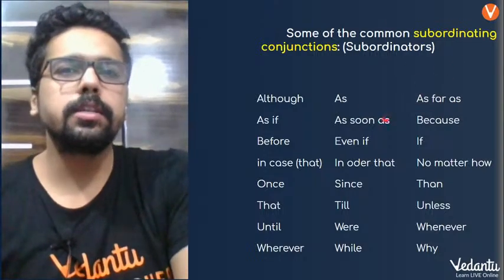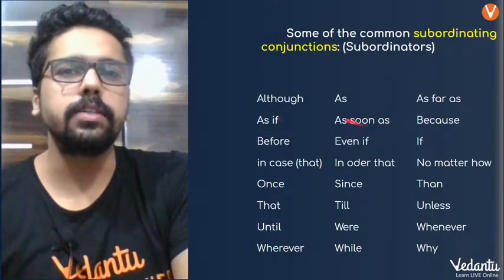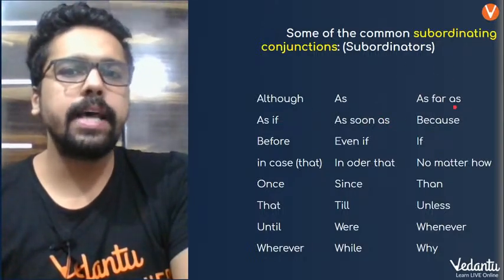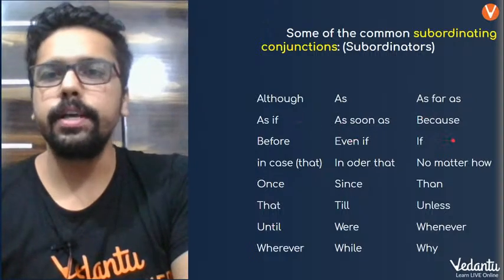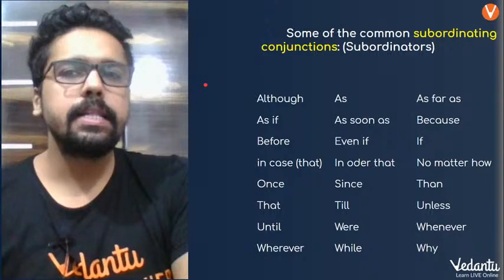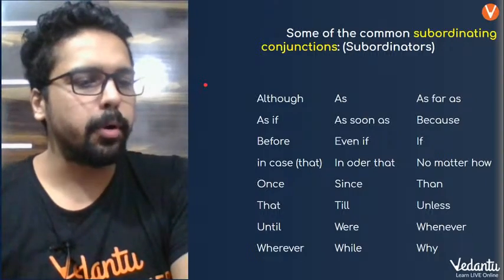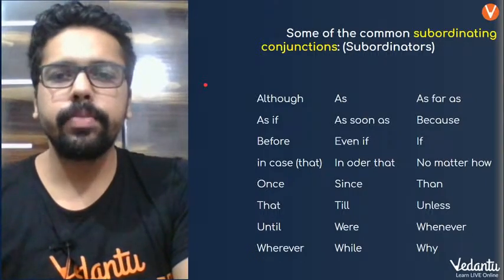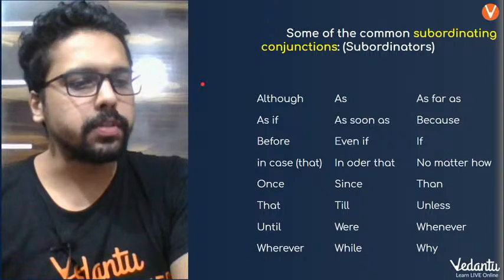So these are the common subordinators that we use, all these words. Words like although, as far as, if, as soon as, because, before, even if. You can take a screenshot of this list. These are the most common subordinators which are used. And this is what we need to know for clauses.